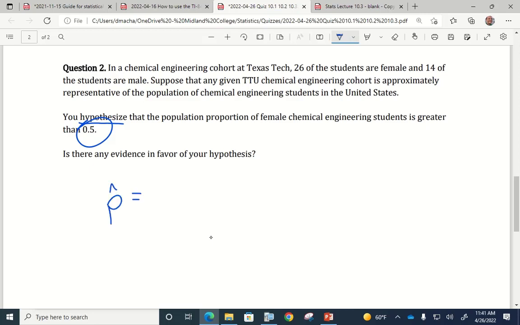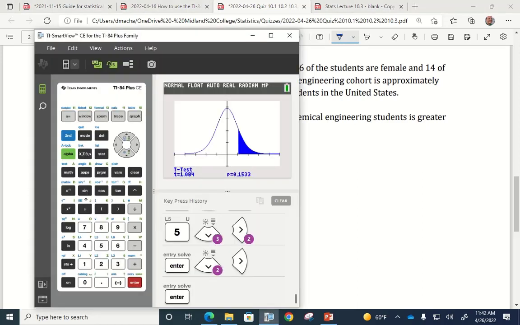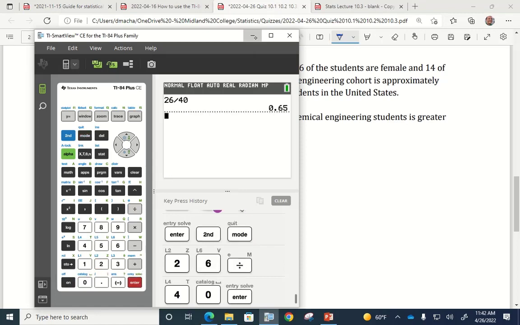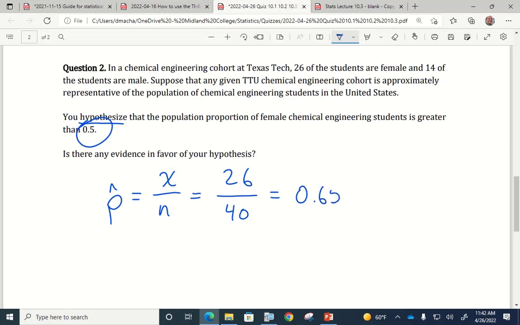Well, let's calculate my sample proportion. I don't know what my population proportion is, but I can calculate my sample proportion, and that's going to be 26 out of a total 40. So 26 out of 40 is going to be 0.65. And so my sample proportion is definitely greater than half. So when I ask, is there any evidence at all, the answer is yes. There is at least some evidence that this population proportion is greater than half.